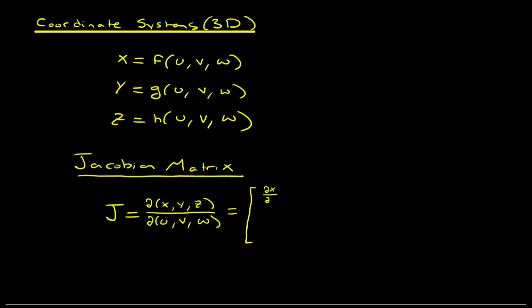And much like in the 2D case, we treat the columns as the derivatives of each individual Cartesian component with respect to each individual variable u, v, or w. So the first row is going to be all of the derivatives of the x coordinate with respect to first u, then v, then w. The second row is going to be the derivative of y with respect to u, v, and w. And the third row is going to be the partial derivatives of z with respect to u, v, and w.